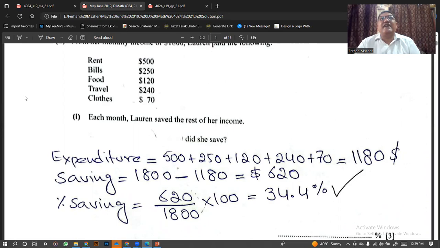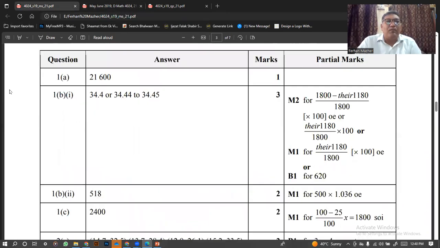So the percentage saving will be saving divided by income multiplied by 100. That will be 620 divided by 1,800 multiplied by 100, and that will be 34.4%. So her saving is 34.4%, which is the right answer, sir.